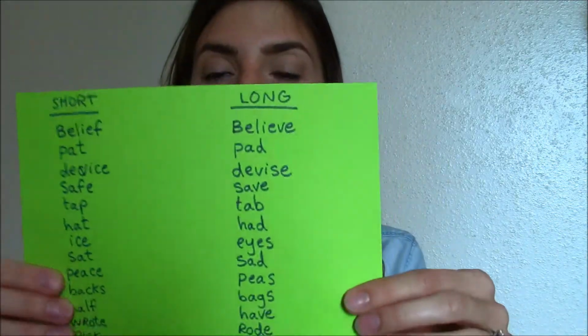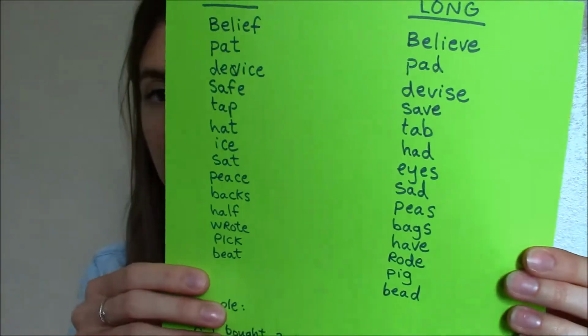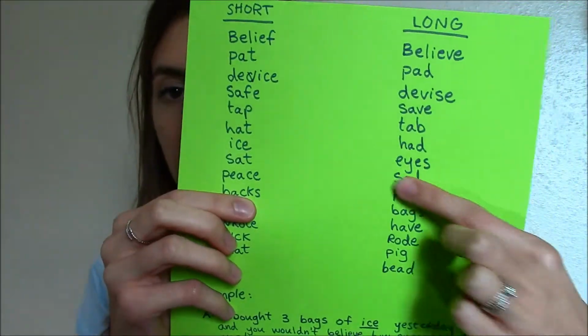So, now you've written them down, right? So we have ice, right? We have ice, not eyes. And then we have believe, not belief. And we have save, but not safe. And peas instead of peace.